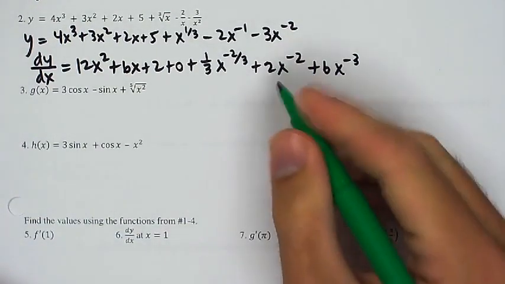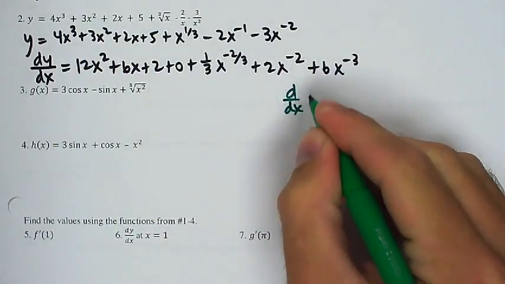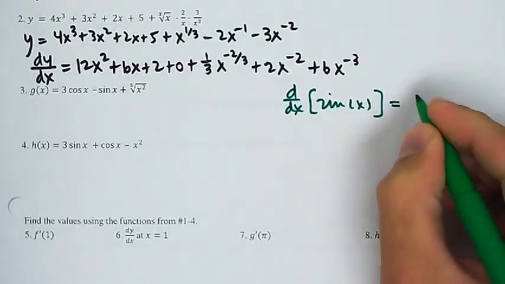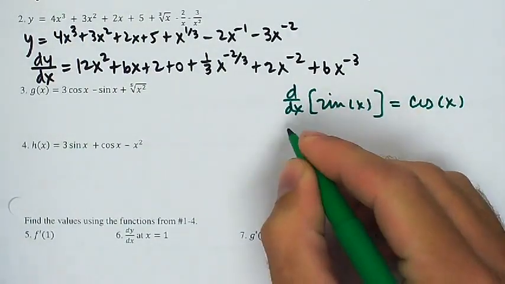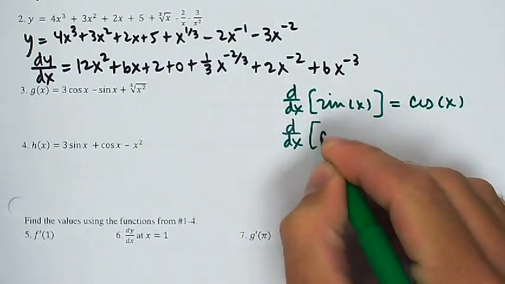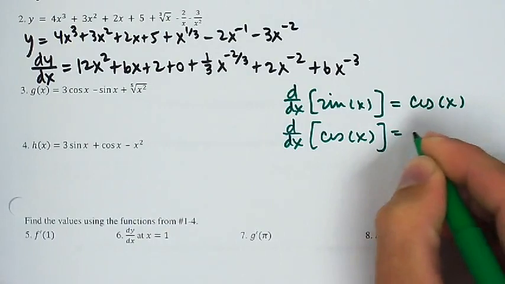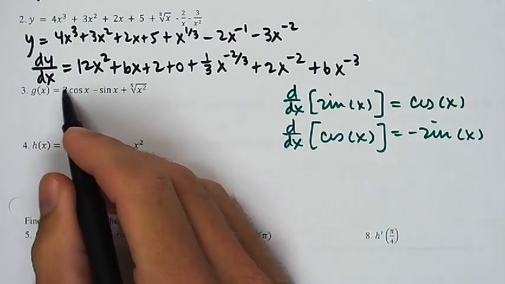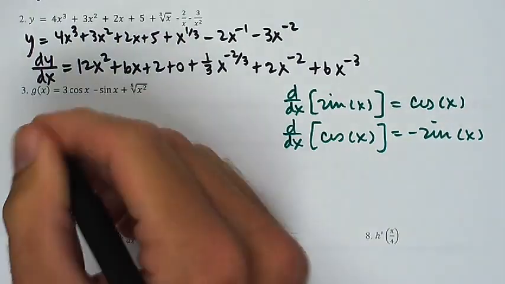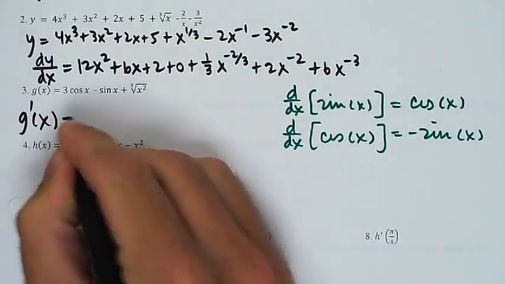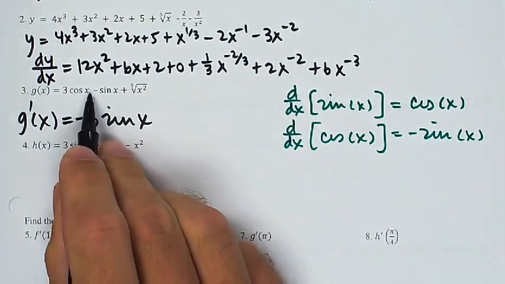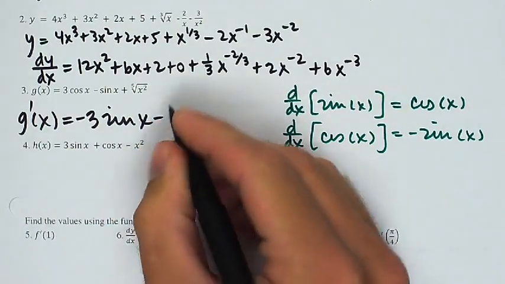Another fact that you learned was that the derivative of sine of x with respect to x is cosine x, and that the derivative of cosine of x is equal to negative sine of x. So if I'm taking the derivative of 3 cosine x, it's going to be 3 times the derivative of cosine, which is negative sine. So it'll be negative 3 times the sine of x minus the derivative of sine is cosine, so minus cosine.